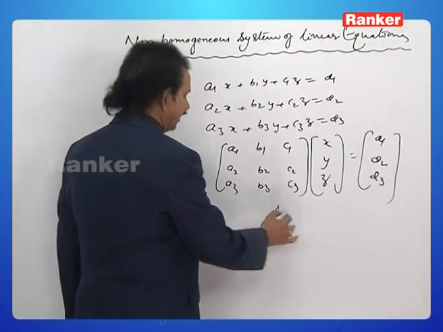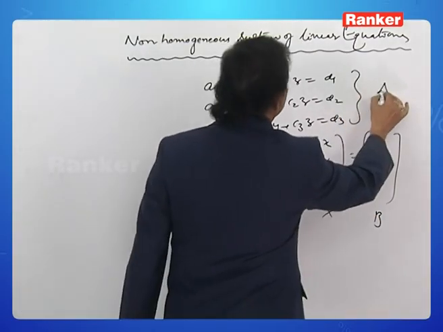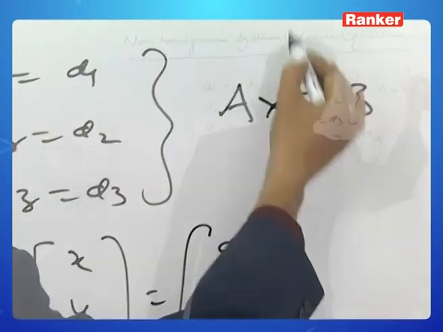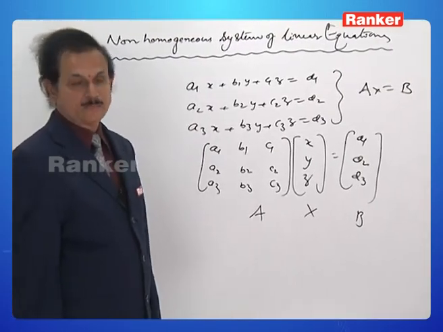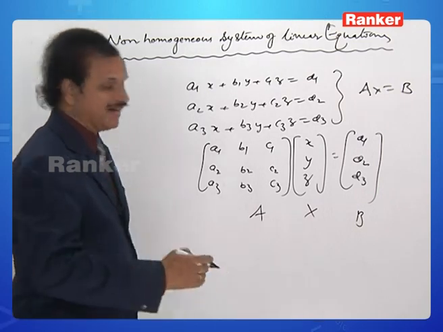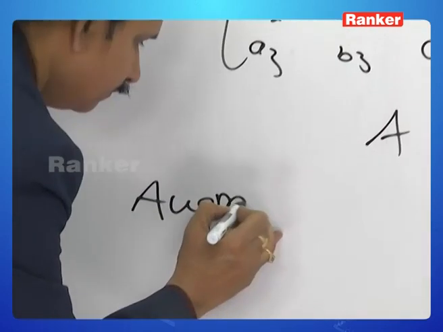Let me call this A, this X, this B. Therefore, this system can always be considered as AX is equal to B. One of the most important items here is you are supposed to form a new matrix called augmented matrix.